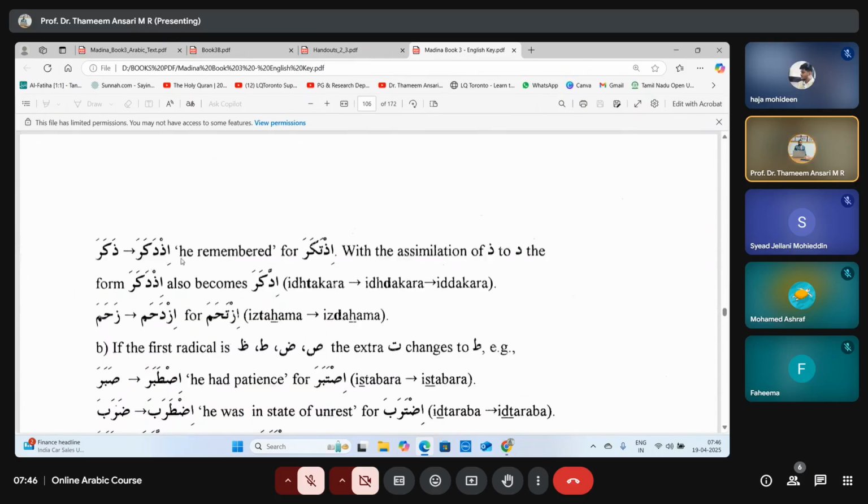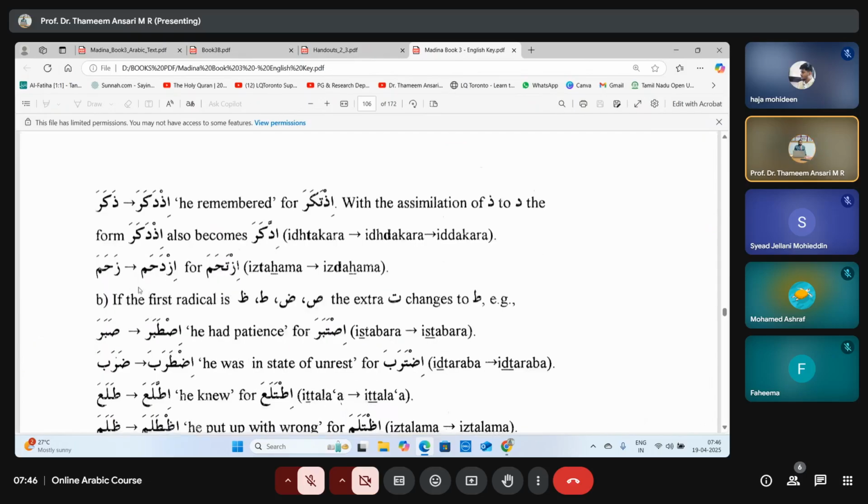Next, zakara, izdakara. He remembered, for iztakara. So what happens here? This ta will be changed to dal, izdakara. With the assimilation of zal to dal, the form izdakara also becomes iddakara. Here also the assimilation is happening, so zal will be dropped and it becomes iddakara. Zahama is dahma for iztahama. Istahama, we say iddahama.